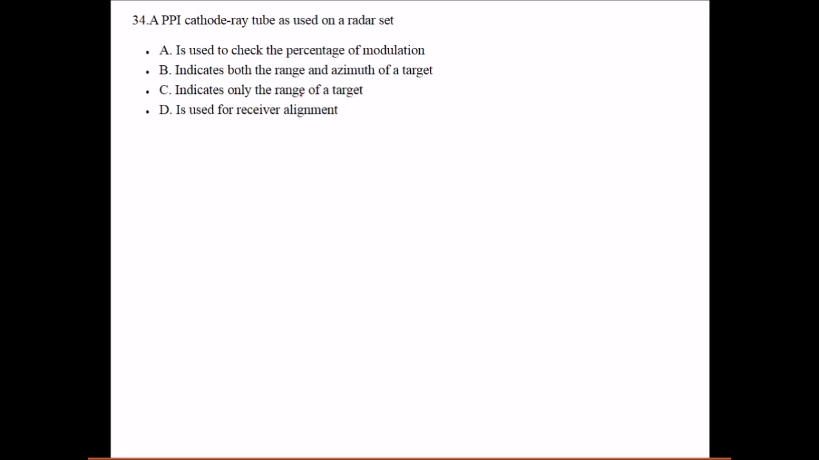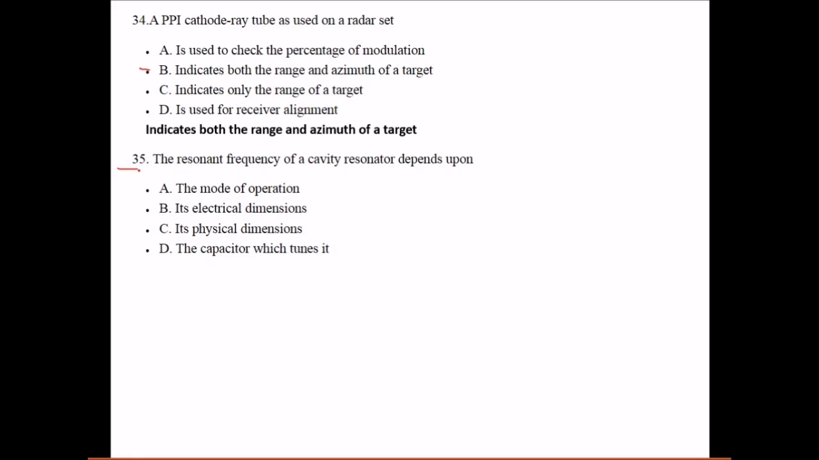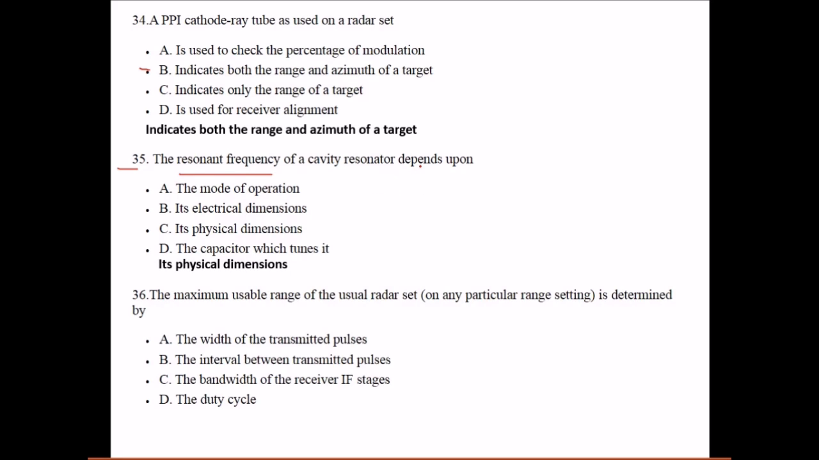A PPI cathode ray tube used on a radar set indicates both the range and azimuth of a target. The resonant frequency of a cavity resonator depends on the physical dimensions. The maximum usable range of a usual radar set on any particular range setting is determined by the interval between transmitted pulses.